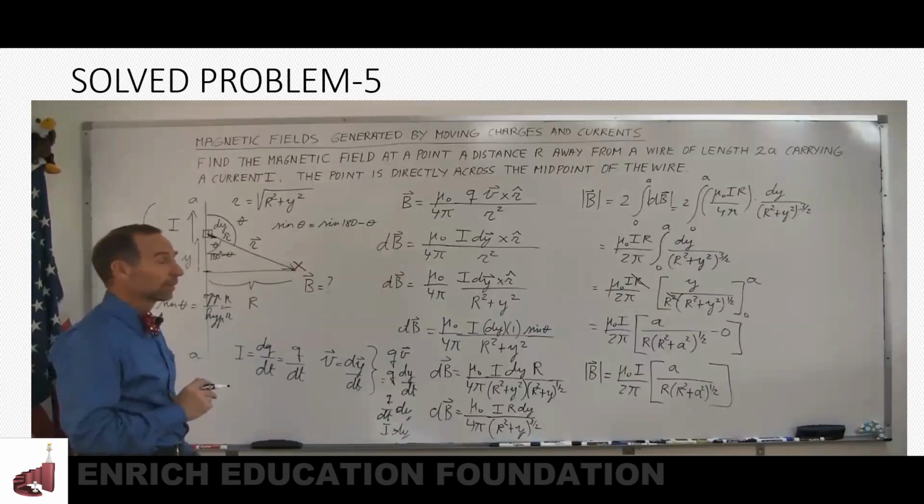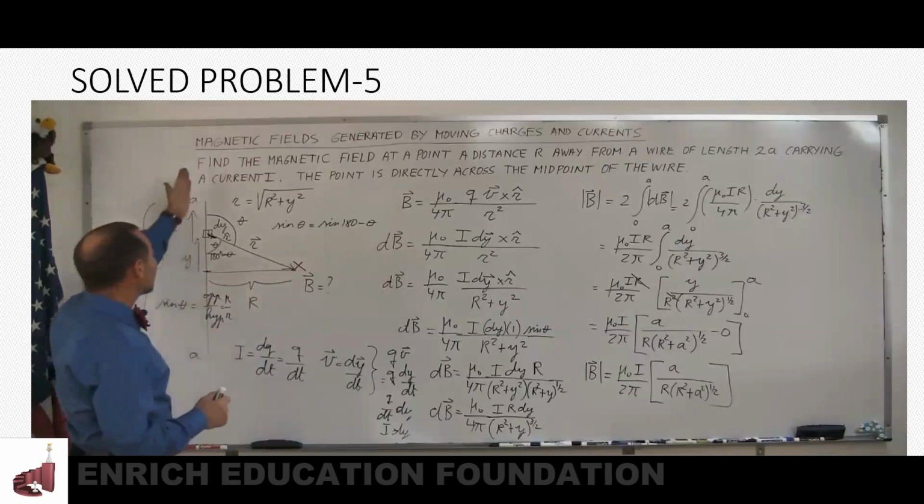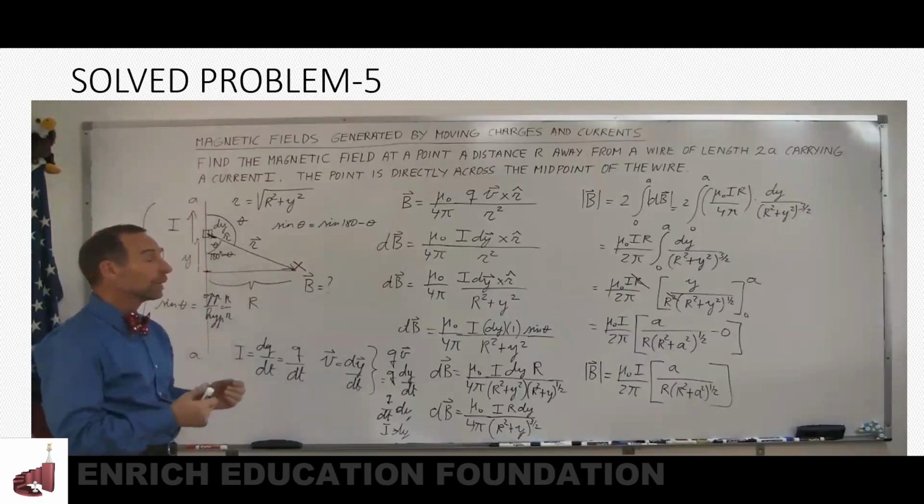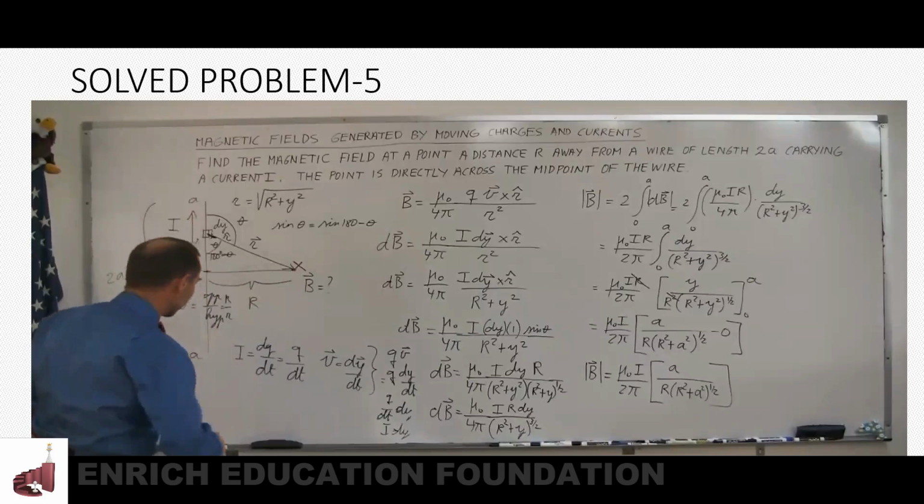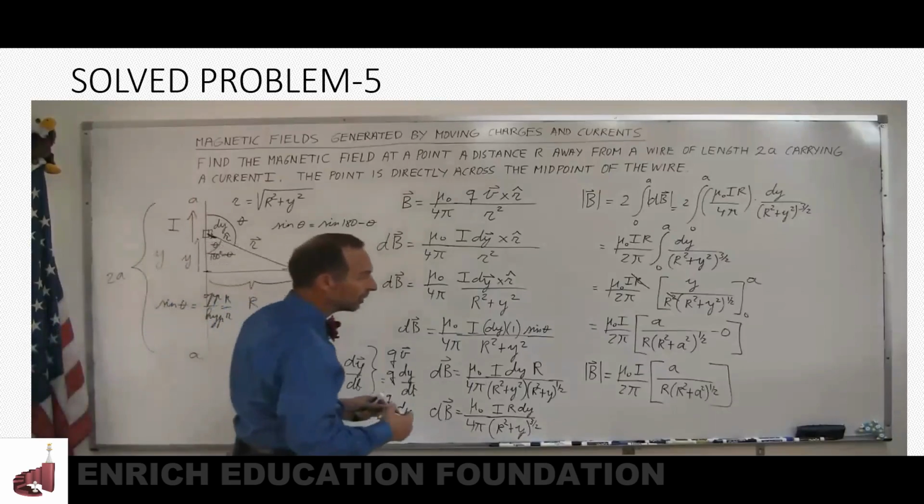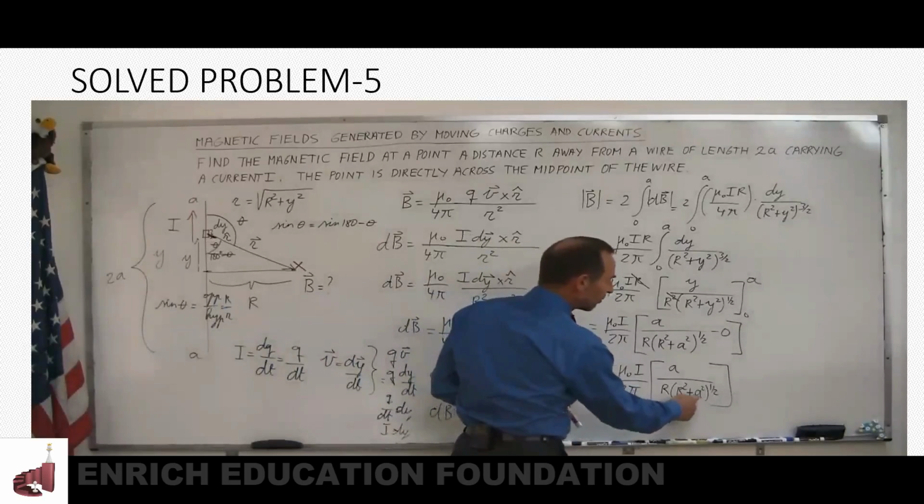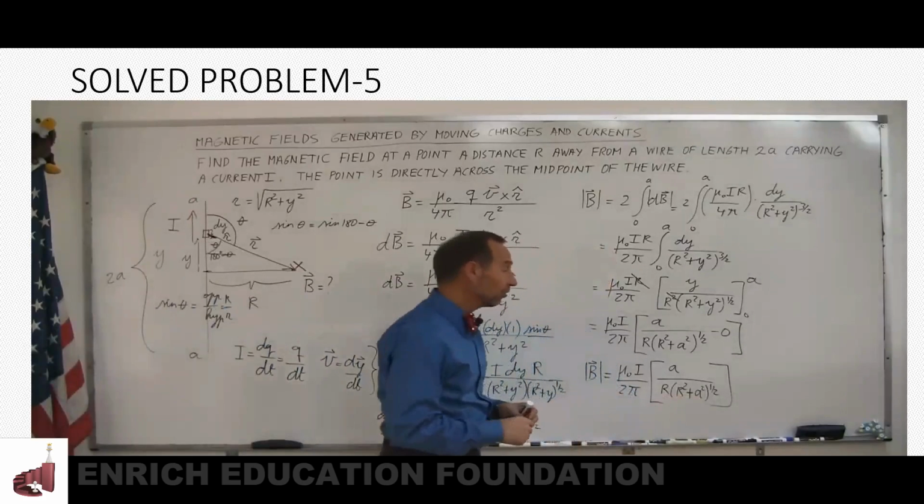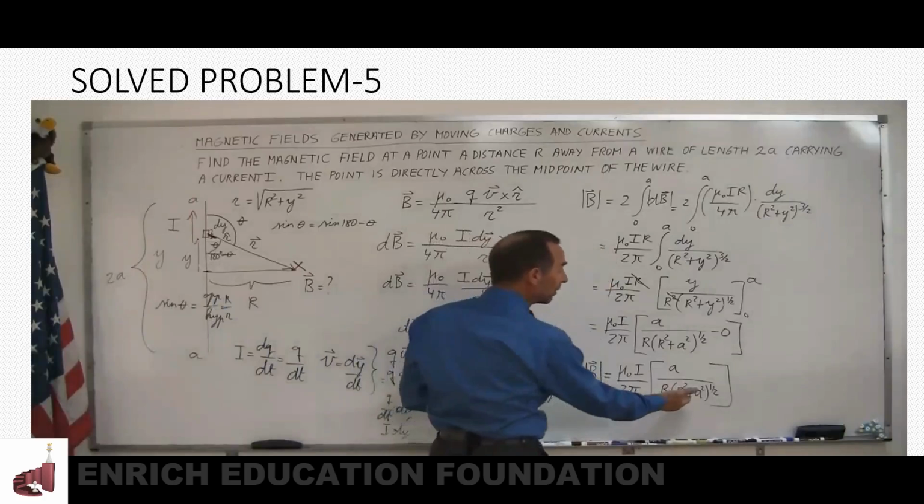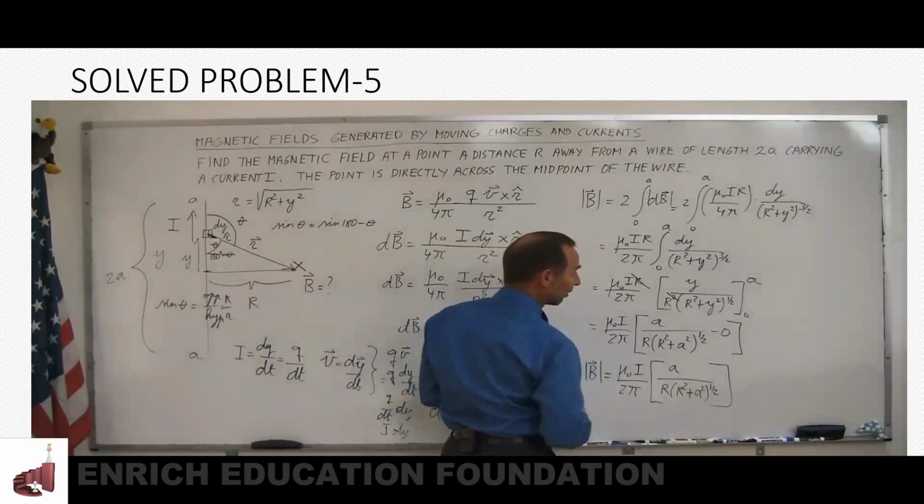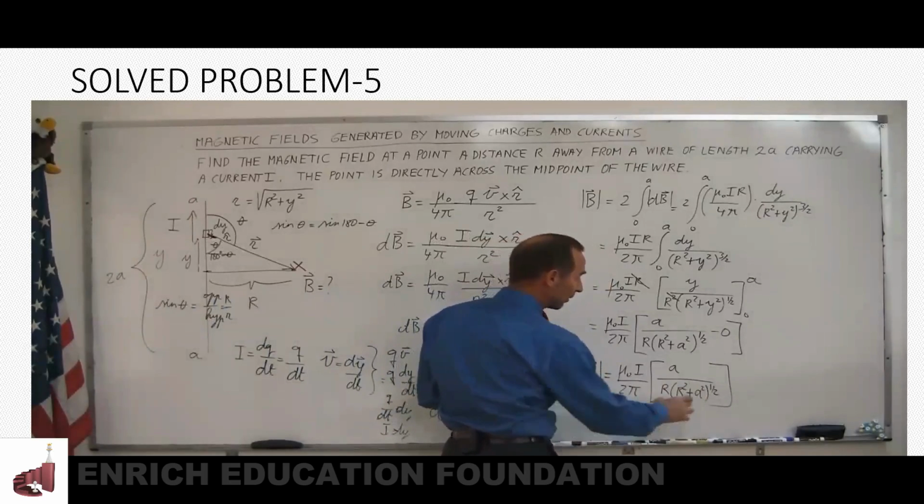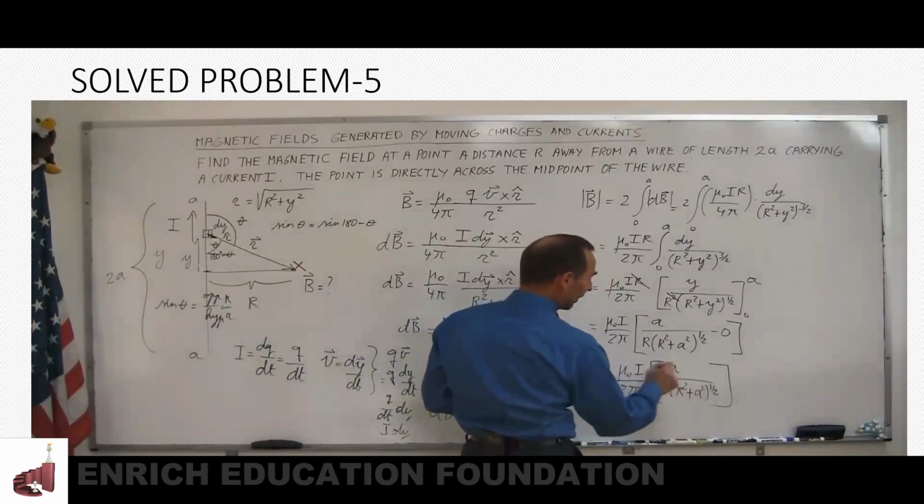Now, what if you have an infinitely long wire? What if A becomes really large, infinitely large? Well, if A becomes infinitely large, then A is going to be much, much larger than R. And so basically we can eliminate R from inside this radical right here. This is to the 1/2 power.